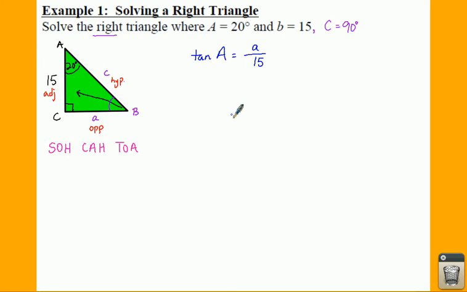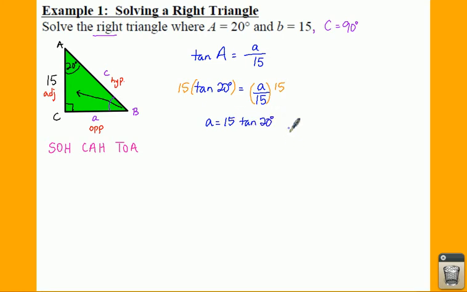15. So we can plug these values in. Tangent of 20 degrees is equal to a over 15. And if you solve this equation for a, you're just going to have to multiply both sides by 15. So that means that a would be equal to 15 times the tangent of 20 degrees.